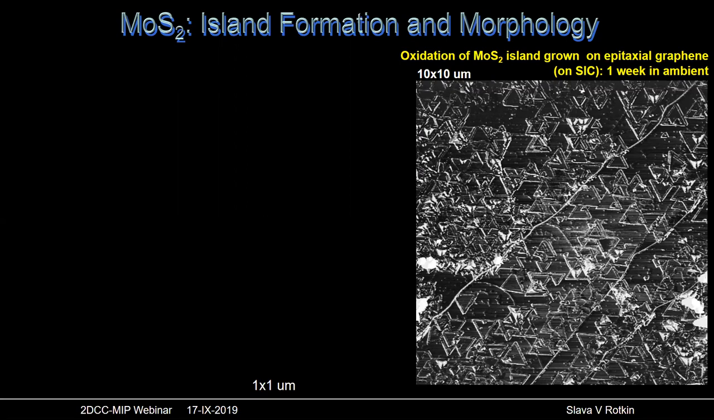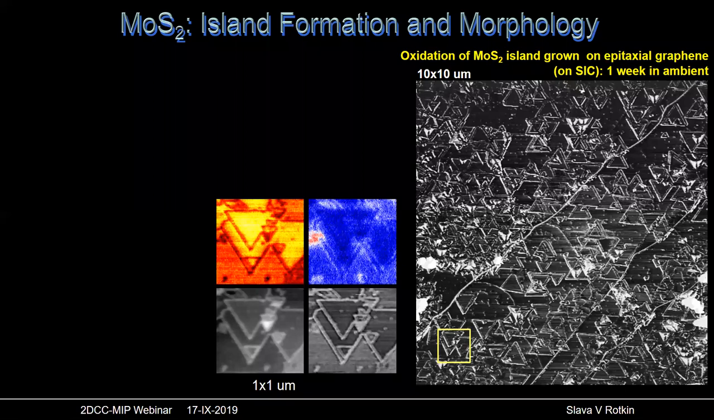All these triangular islands shown here in the phase map appear so well because the edge of the island is actually oxidized. If you look at the high resolution, pretty much each of these islands has this bright white area, which appears both in the phase and the Z contrast. And this area appears dark in the optical image, which is a pretty standard indication of the oxidation of the transition metal dichalcogenide. They stayed about one week in ambient conditions.